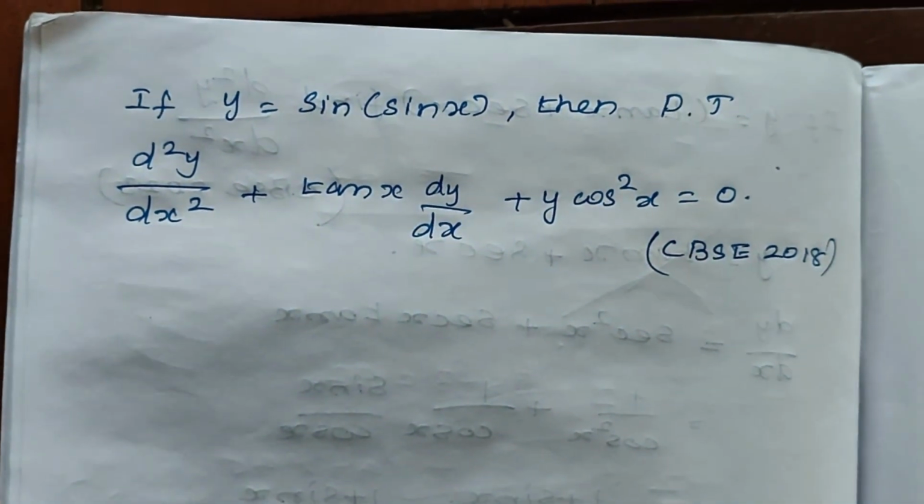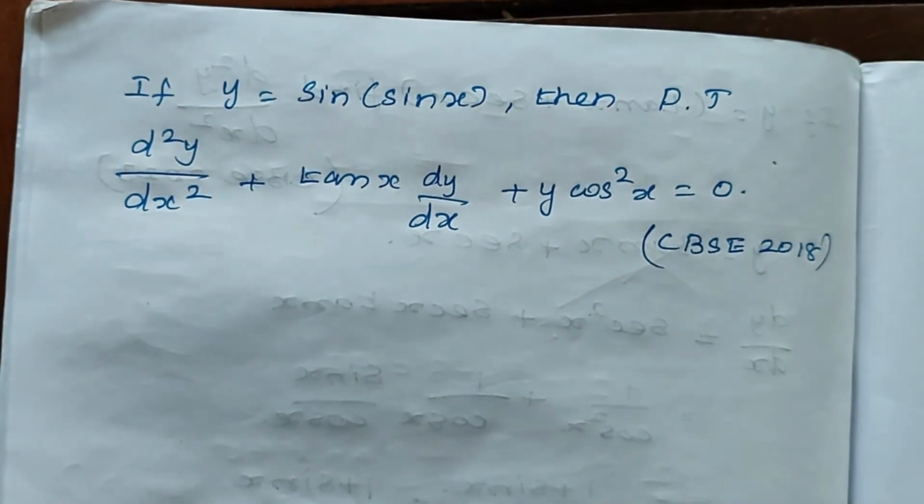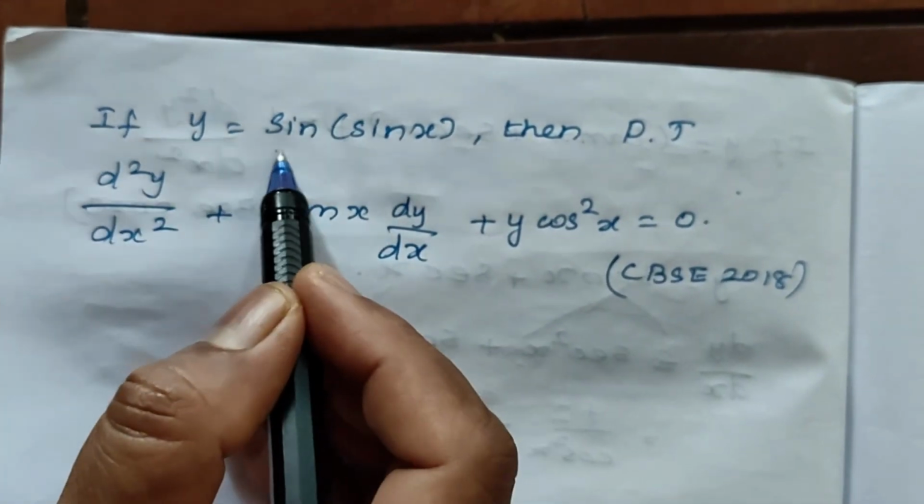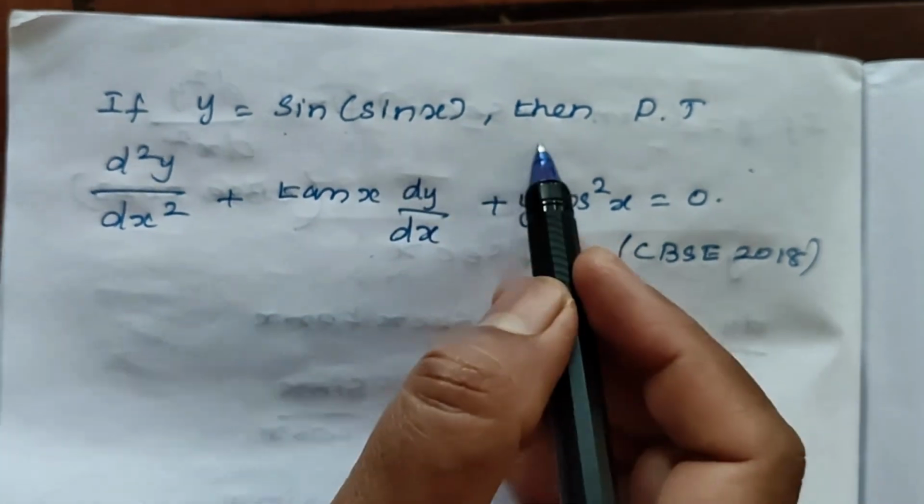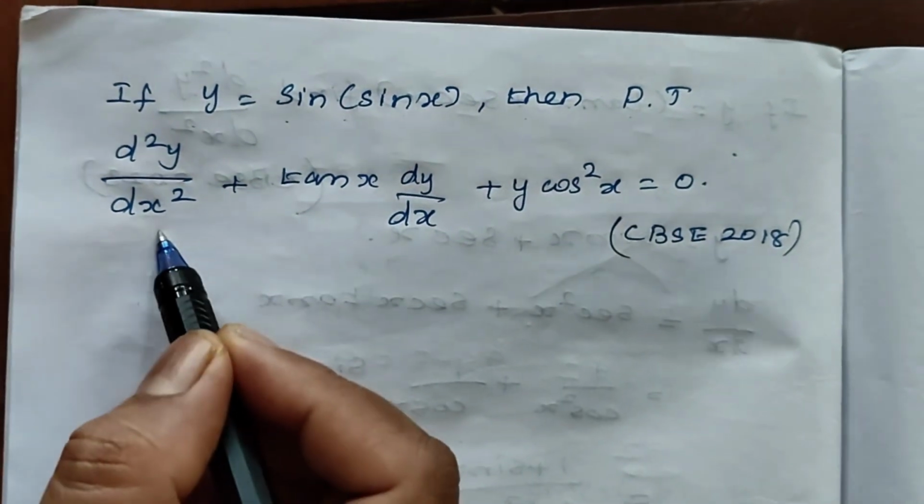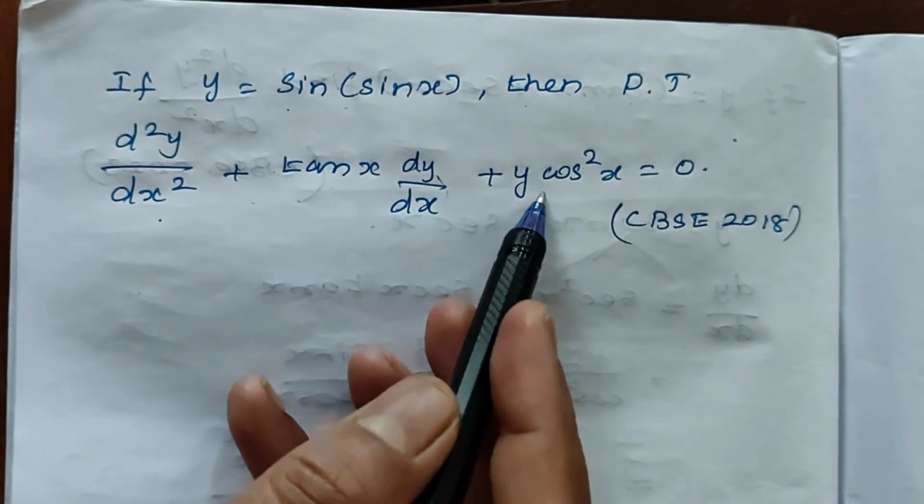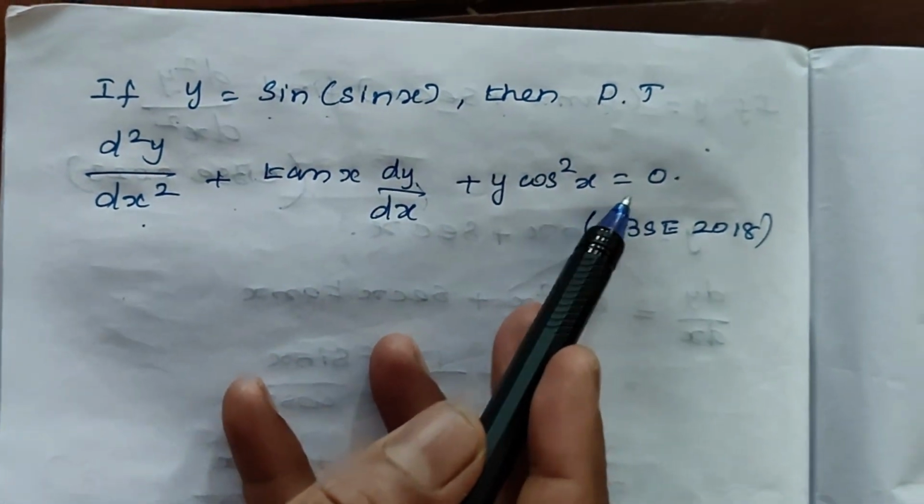I am going to teach for 12th standard. The chapter is continuity and differentiability. If y equal to sine of sin x, then prove that d square y by dx square plus tan x into dy by dx plus y cos square x equal to 0.